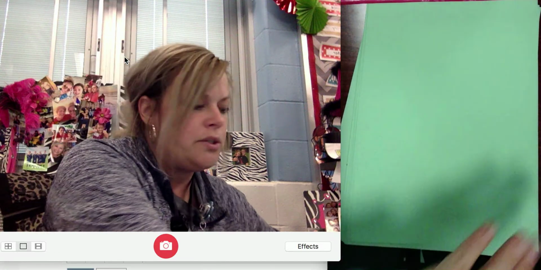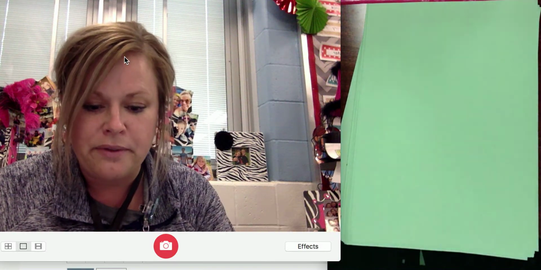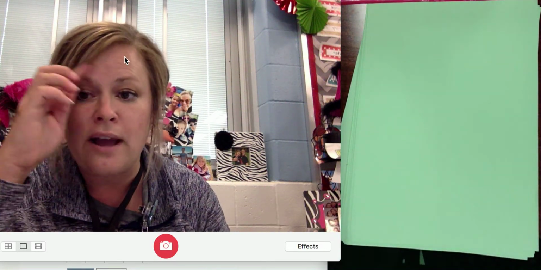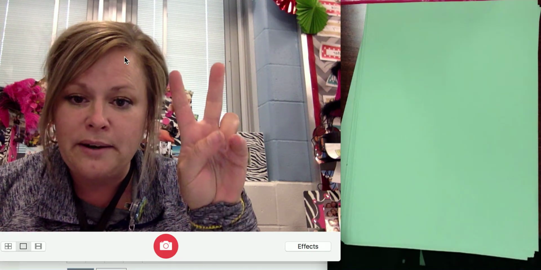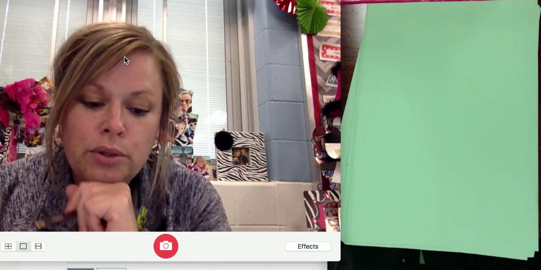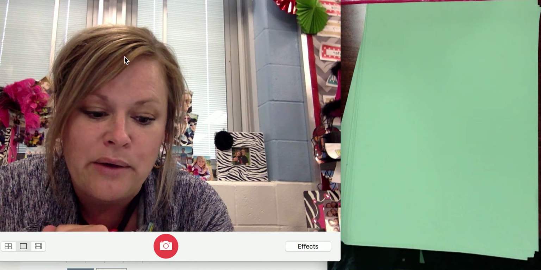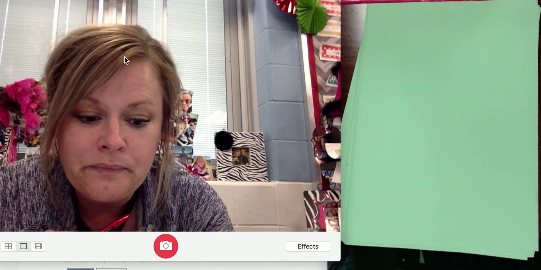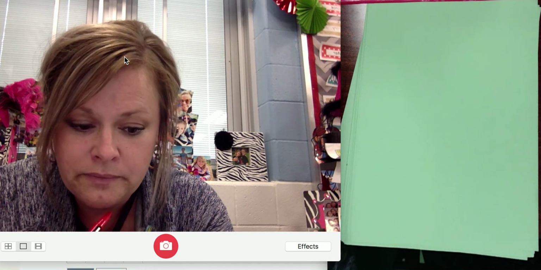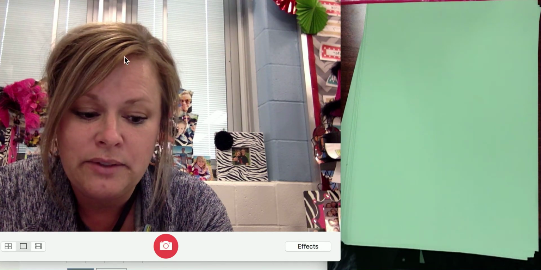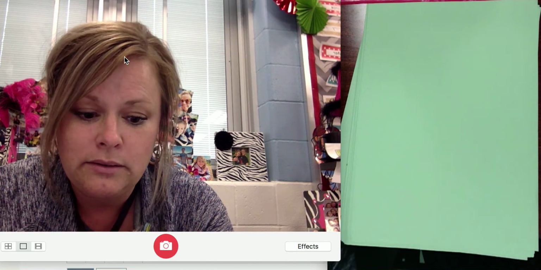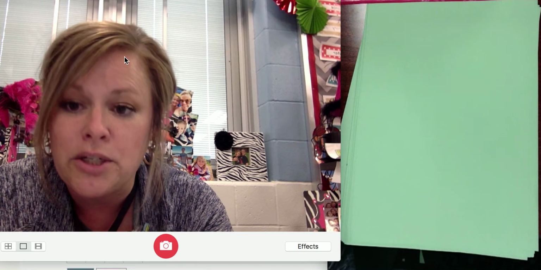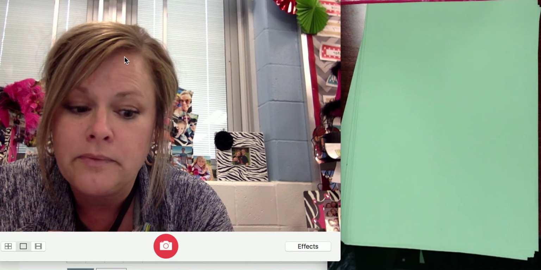And I'd like to talk to you a little bit about the new digraph. Remember what a digraph is. A digraph is 2 letters that make one sound. 2 letters that make one sound. So echo these words with me. Chin, chat, chop. What sound do you hear in the initial beginning position? Ch.